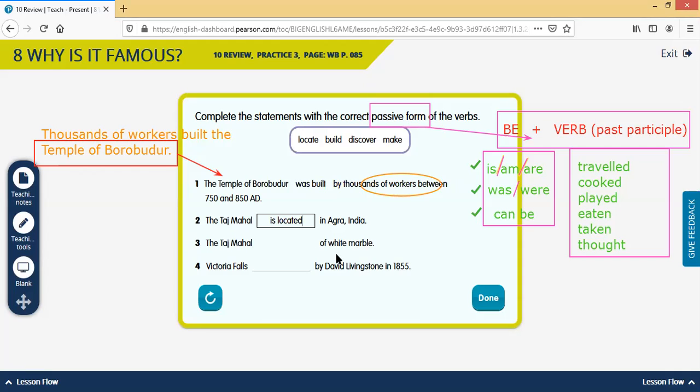Number 3, the Taj Mahal of white marble. Now, white marble is the material that we use to build some things. So we're going to talk about it with make. Was made. Okay, I put was because we're talking about the past. In the past, the Taj Mahal was built and it was made of white marble.